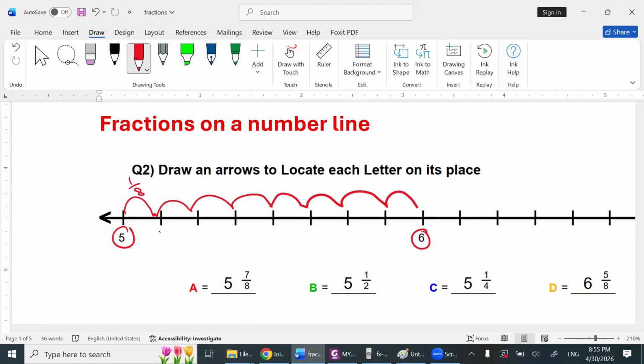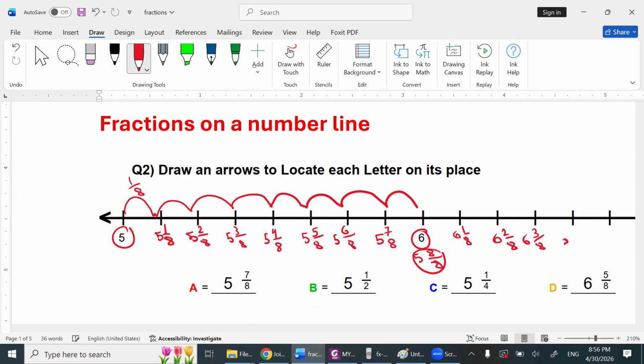For example, this number will be 5 and 1 over 8, 5 and 2 over 8, 5 and 3 over 8, 5 and 4 over 8, 5 and 5 over 8, 5 and 6 over 8, 5 and 7 over 8, and 5 and 8 over 8. By the way, 5 and 8 over 8 exactly equals 6. So this number will be 6 and 1 over 8, and on the same steps 6 and 2 over 8, 6 and 3 over 8, 6 and 4 over 8, 6 and 5 over 8.